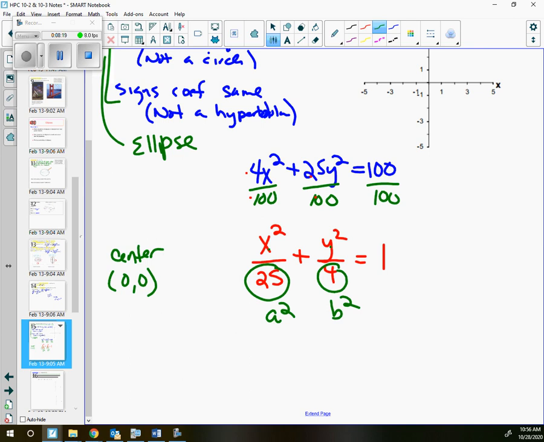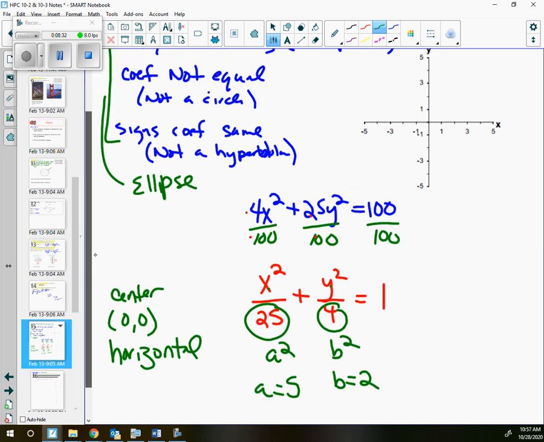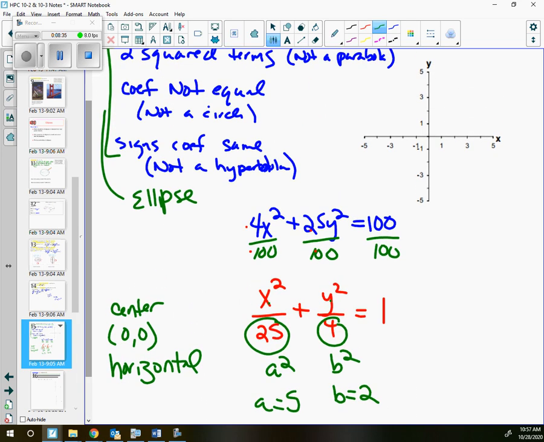Okay, what does that mean? That means my a value, take the square root, would be 5, and b would be 2. So it's going to be longer in the x direction. It is horizontal because the bigger number was under the x. All right, now how do we do our sketch? Well, remember the length of that major axis is just 2a. You go a in each direction. So I start at my center, which is not a point on it, but kind of like a circle. Remember how we graph a circle? We start at the center. My major axis is 5 in each direction, and my minor axis is 2 in each direction.